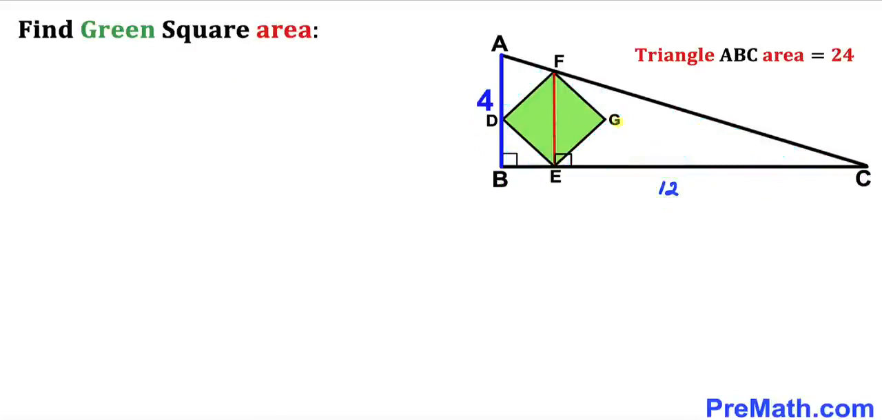And here's our next step. Let's focus on these two right triangles: this smaller right triangle FEC and this bigger right triangle ABC. So therefore we can see that this right triangle FEC is similar to this right triangle ABC according to the angle similarity theorem. And we can see that this angle is 90 degrees. Likewise, this angle is 90 degrees as well. And this angle is common to both of these right triangles.